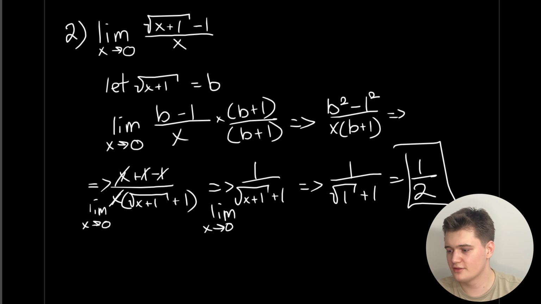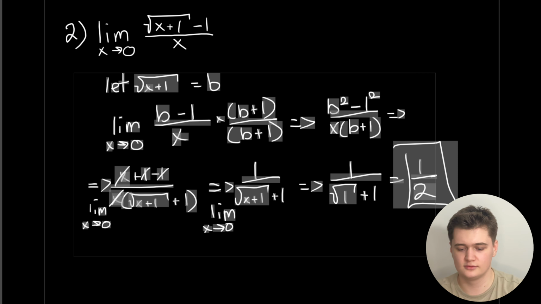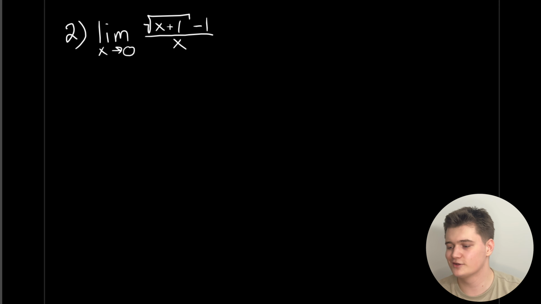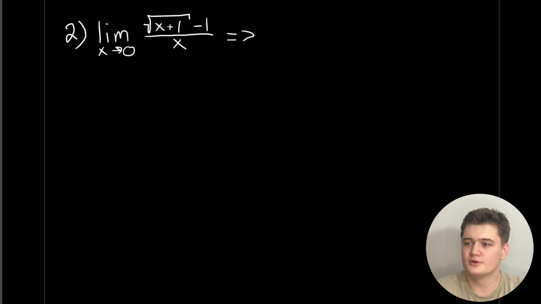The next example, I think I solved it as well. Let me just erase that and we'll start over. Okay. In this case, we have a limit as x approaches 0. In the numerator, we have square root of x plus 1 minus 1, over x. If we try to plug in the 0 directly here, it's going to give us division by 0.